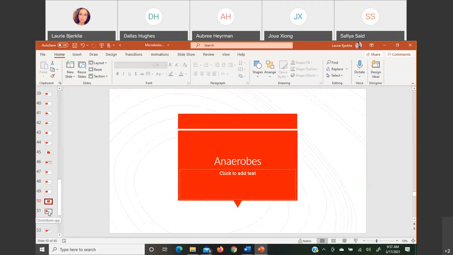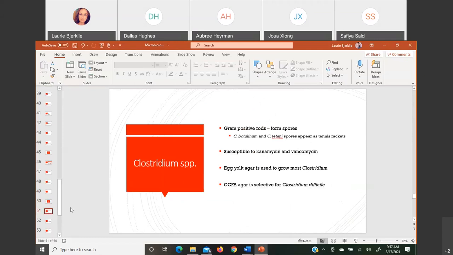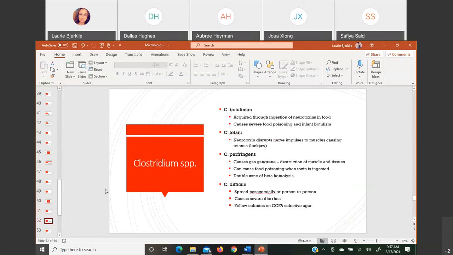All right, anaerobes. Let's start with our Clostridium species of anaerobes. These are all gram-positive rods and they all form spores. There are four main species that we'll go through, but again, they're all gram-positive rods, all forming spores. We could use CCFA agar again for Clostridium difficile, and there will be yellow colonies on there if they grow.